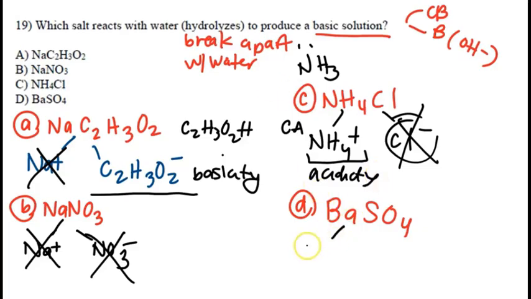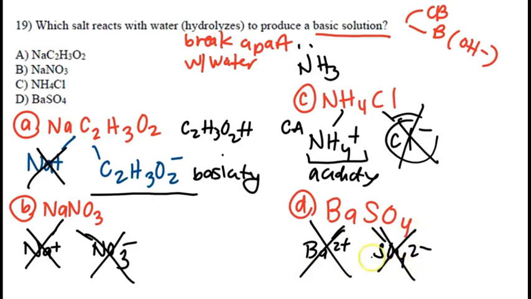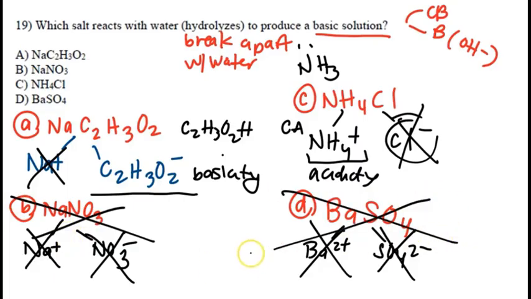Now let's continue on with letter D. We have Ba2 plus and we have SO4 2 minus. Barium, or Ba2 plus, is coming from a strong base, so it's definitely going to be spectator. And then our sulfate anion is coming from a strong acid, so it also will be spectator. When we're talking about spectators, that means they're not going to react with water in solution, so they do absolutely nothing. That means letter B is going to do absolutely nothing, and letter D is going to do absolutely nothing. So we're down to A and C, okay? Now, the question says which salt reacts to produce a basic solution. So the only one that causes basicity is going to be the acetate ion here, so that is letter A.